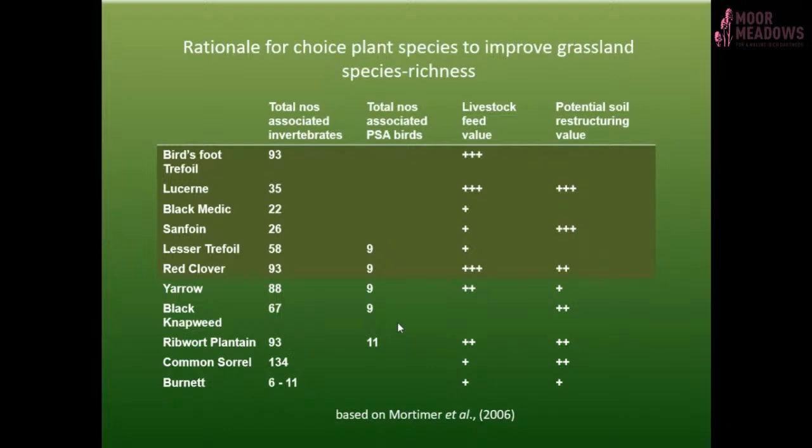So going down that list again, you can see there are some clear, real priority species to introduce, such as red clover, such as ribwort plantain, common sorrel, really, really good for the numbers of invertebrates. I give you this slide just to give you an idea of target species that you need to be reintroducing into your grasslands if you have inherited rather impoverished grasslands.